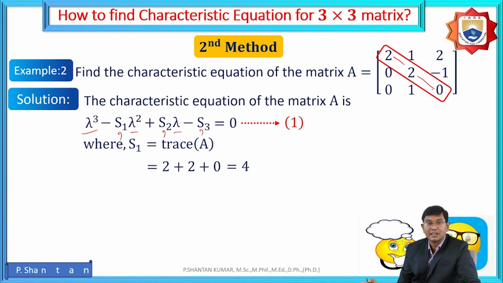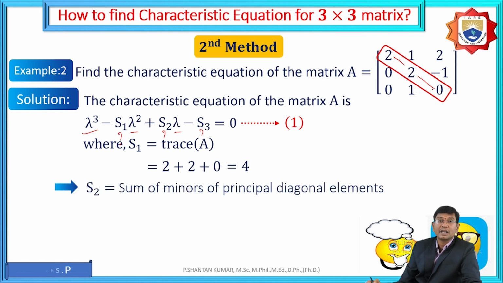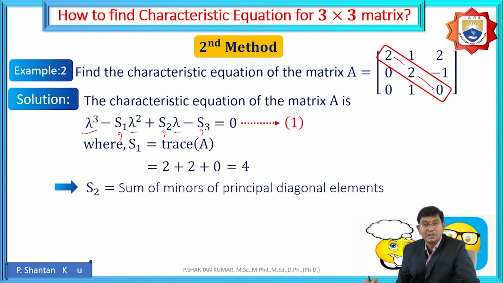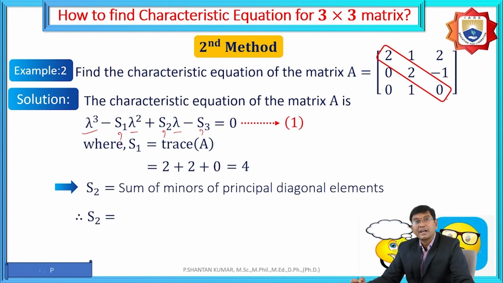S2 we find with the help of the sum of the principal diagonal cofactors, that is, the sum of the minors of the principal diagonal elements. Both are the same. And how to find this? That is a very important understanding for the 3 by 3, for s2 only. For example, as we are watching here, it is showing the minors of the principal diagonal elements.